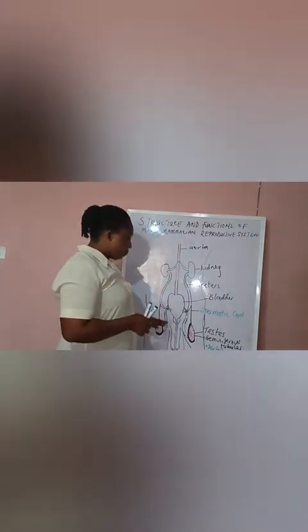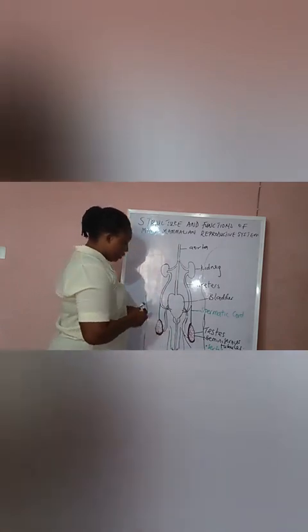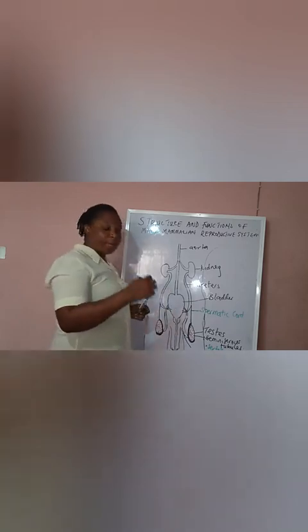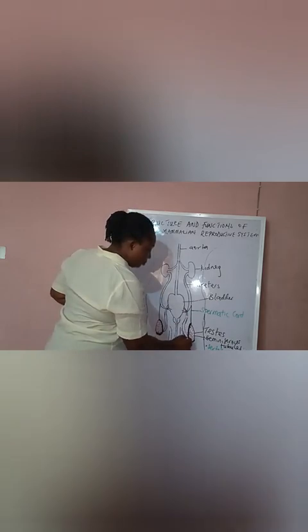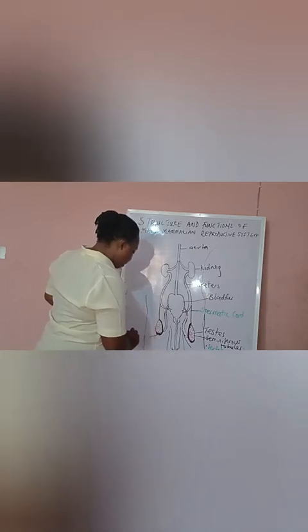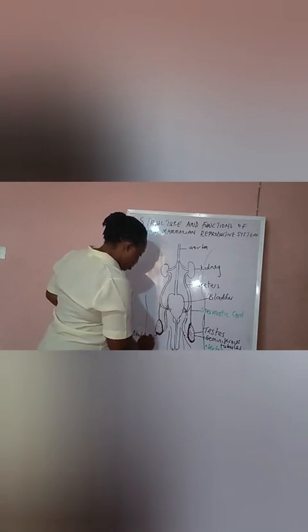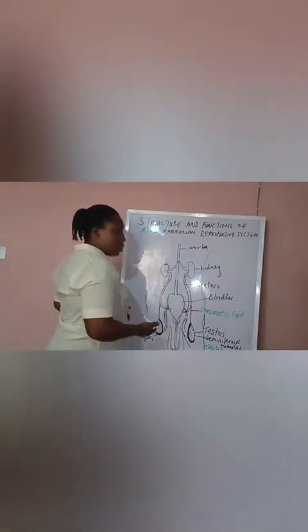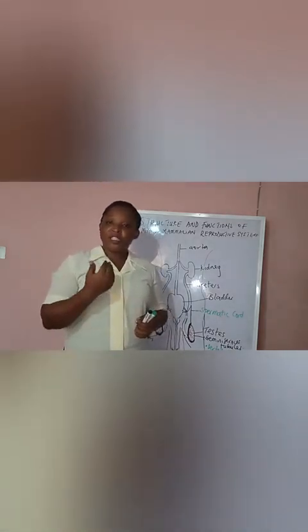Behind the testes we have this structure that is located on the posterior part of the testes, this structure right here, which is called the epididymis. We have another one here, another one here. They are located at the posterior part of the testes.